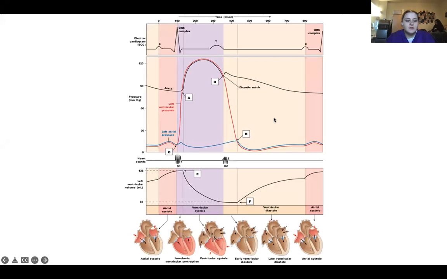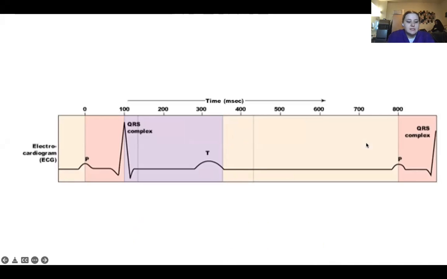So as we all know, this is the Wiggers diagram, and in this video, I will be breaking apart this graph just to explain the individual pieces. So we will be starting with the ECG.